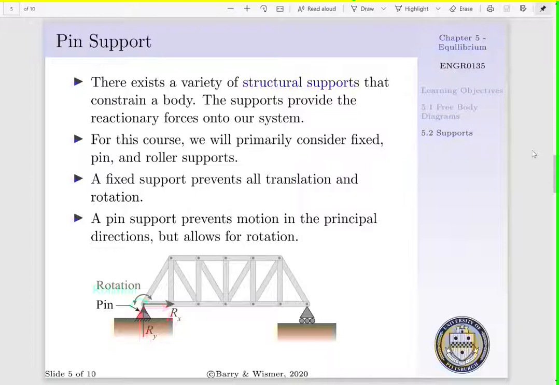Now, a fixed support prevents all translation and rotation. That is, the end of our body of interest is fixed. Now, a pin support, as shown below, prevents motion in our principal directions. That is, for a 2D system, our pin support is providing a reactionary force in the x direction and a reactionary force in the y direction. That is, our bridge cannot move in the x or y direction at this pin joint. A pin joint, or a pin support, allows our body to rotate. You can think of this as a hinge.